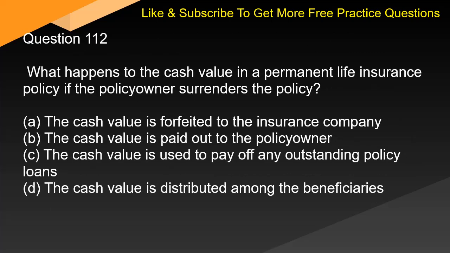Question 112. What happens to the cash value in a permanent life insurance policy if the policy owner surrenders the policy? A. The cash value is forfeited to the insurance company. B. The cash value is paid out to the policy owner. C. The cash value is used to pay off any outstanding policy loans. D. The cash value is distributed among the beneficiaries.